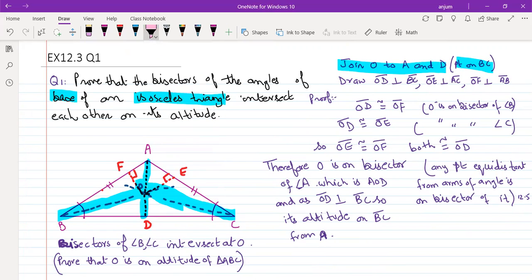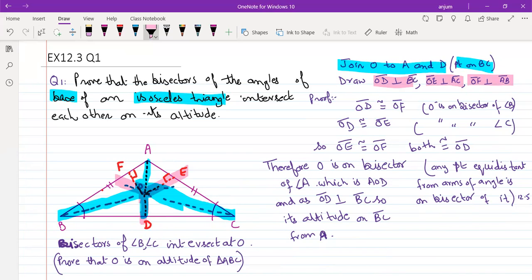There is some perpendicular OD, which is perpendicular to BC. And there is another perpendicular OE, which is perpendicular to AC. And this third perpendicular OF, which is perpendicular to AB. By these construction steps, now we proceed.